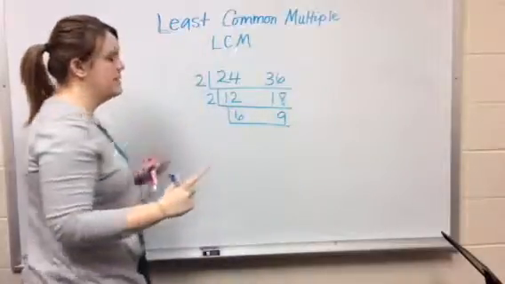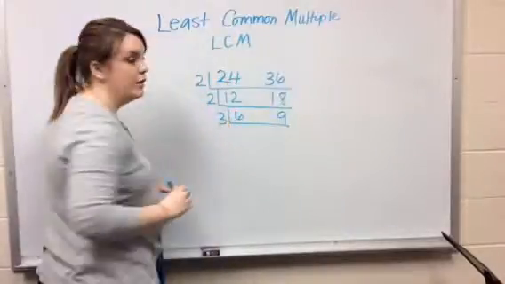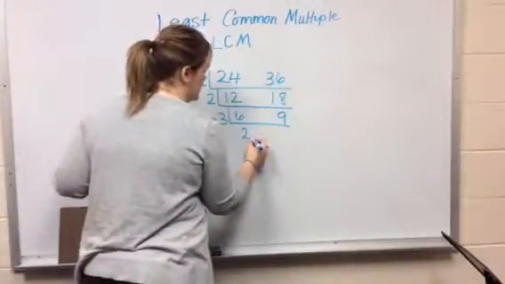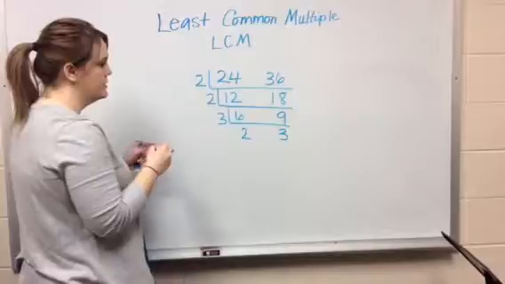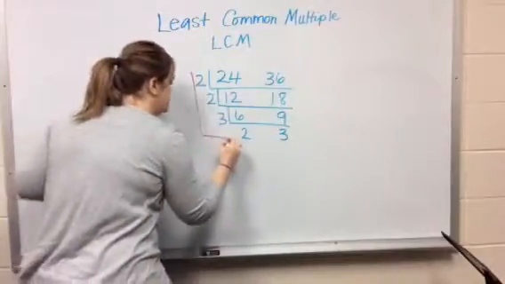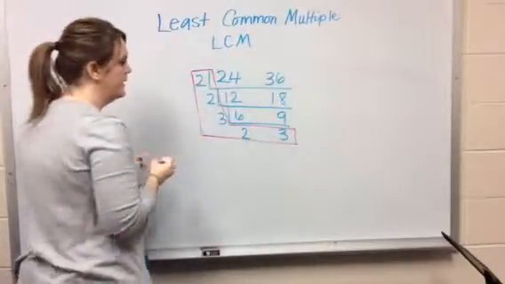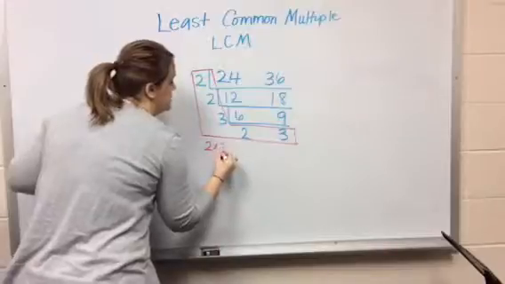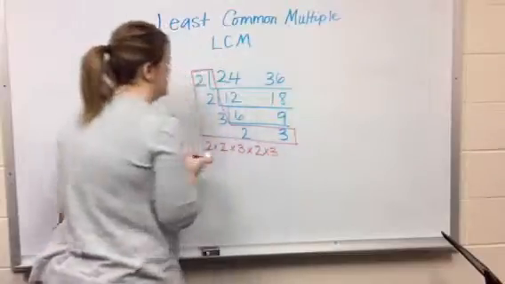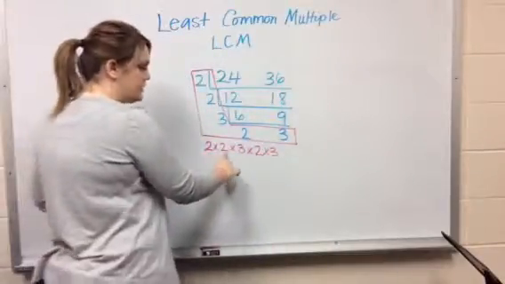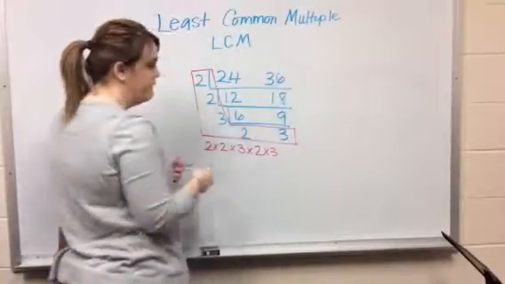And here I am back at my 6 and my 9, and I know from just doing that that I can't take out a 2, so I'm going to have to take out a 3. 3 goes into 6 2 times, 3 goes into 9 3 times. And I'm done. I have all prime numbers. Here's where I'm going to draw my bubble letter L, and I'm going to multiply all of these numbers together. 2 times 2 times 3 times 2 times 3. 2 times 2 is 4. 4 times 3 is 12. 12 times 2 is 24.